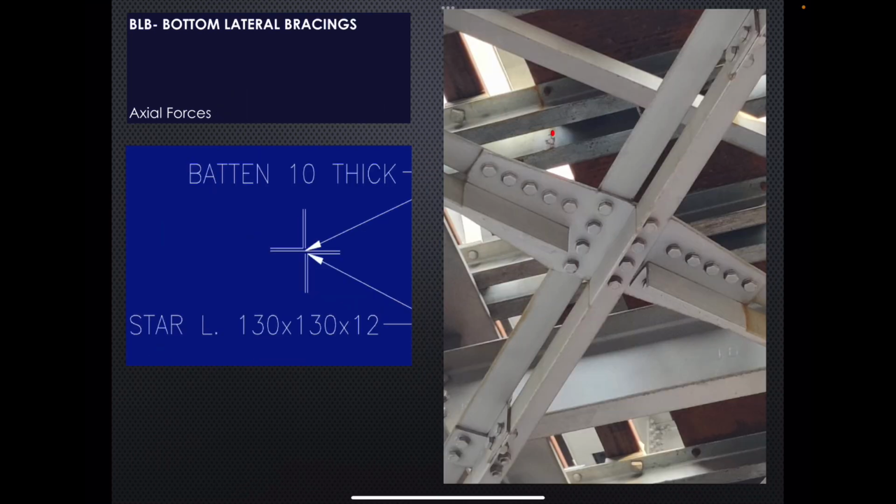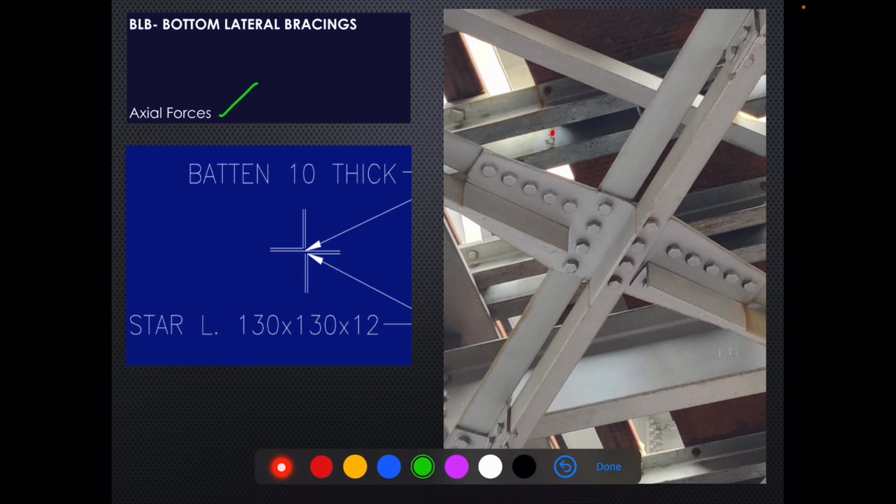Then we have bottom lateral bracing. This is also interesting. These are bottom lateral bracings. These are designed for axial forces. So this is basically bottom lateral bracing.